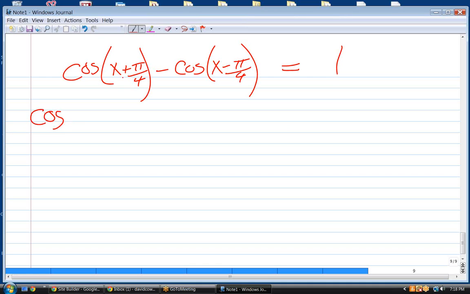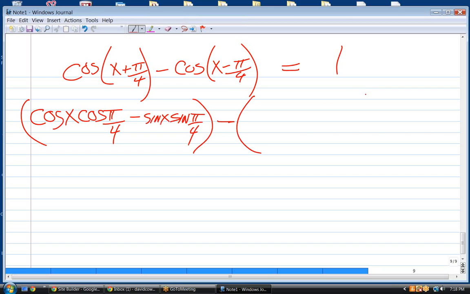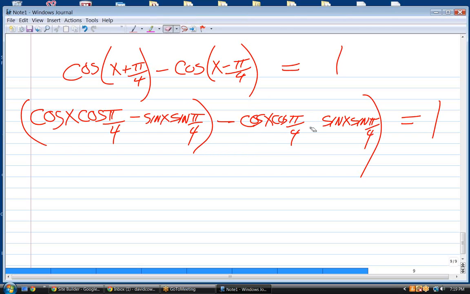So this becomes what? The first one. It's going to be cosine x times cosine pi over 4. Minus sine x times sine pi over 4. Okay. Minus this one. Same thing, opposite, right? Okay, so let's see. Now when we remove the second set of parentheses, we have to change that to a minus. And I can still remove the first set of parentheses without doing anything.